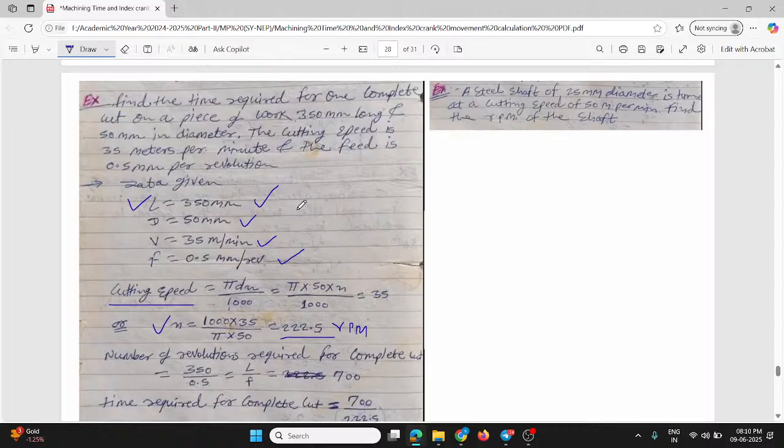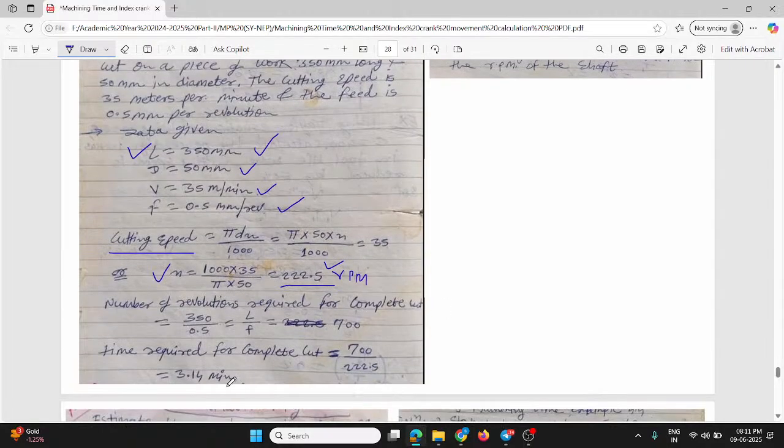So L is equal to 350, and 350 divided by F, that is 0.5, into N, and N we have just calculated, that is equal to 22.5 RPM. So we can get the machining time, that is equal to 3.14 minutes, and so very simple.